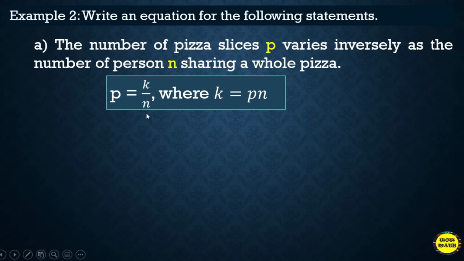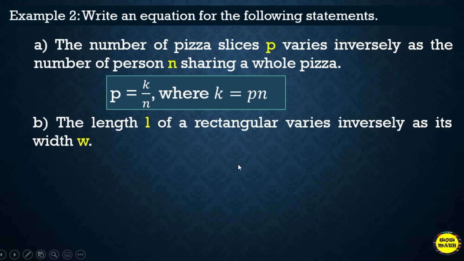N. Unlike in direct variation class, where it is multiplication, here it is division. P is equal to K over N. When we get the constant in direct variation, we divide. Right? Here, it is multiplication. So when we get the constant, that is P times N.